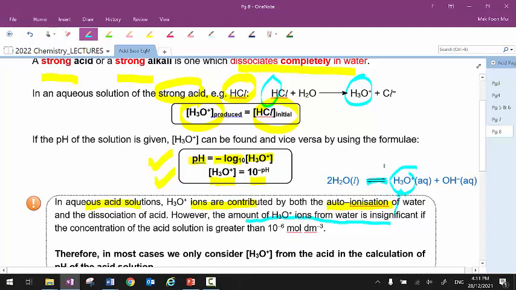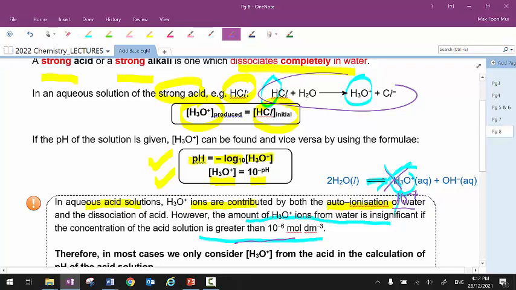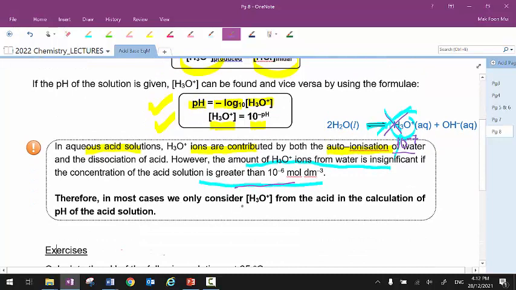So if the concentration of the acid given, let's say hydrochloric acid, is greater than 10 to the power minus 6, then we will actually ignore this contribution from water. Why so? The H plus concentration from water at 298 K is only 10 to the power minus 7, correct? So if the concentration of the acid is much more than 10 to the power minus 7, greater than 10 to the power minus 6, we ignore the contribution from water. Therefore, in most cases, we only consider the H plus concentration from the acid alone in the calculation of the pH of the acid.